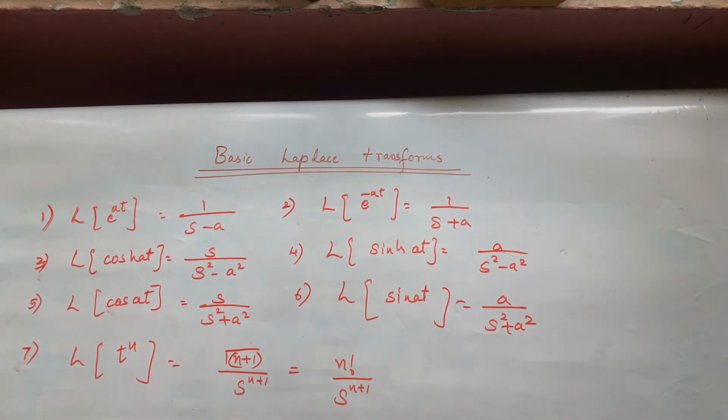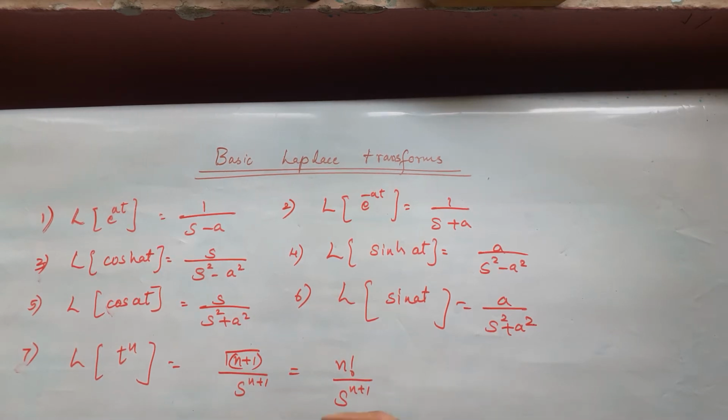Similarly, the Laplace transform of t raised to n, which we derived in my previous session, is gamma of n plus 1 divided by s raised to n plus 1, or n factorial divided by s to the power n plus 1.